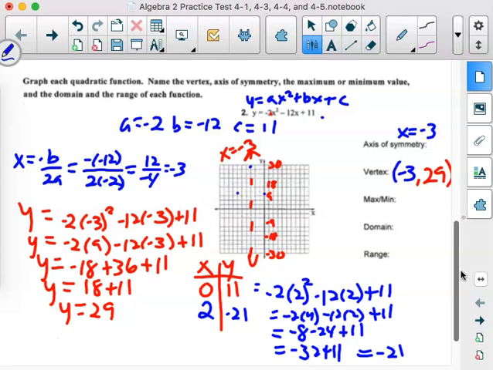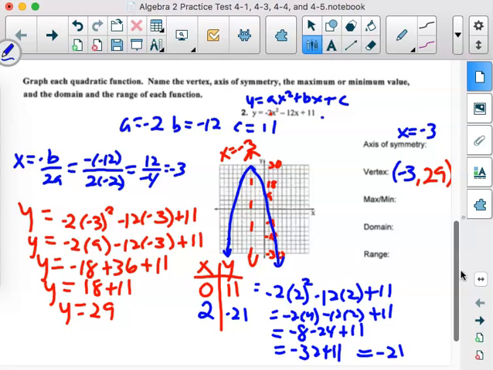3, 6, 9, 12, 15, 18. And I can use symmetry to go equal but opposite on the other side. So I've got 1, 2, 3, 4, 5 units away from the axis of symmetry. 1, 2, 3, 4, 5 on the other side. Much better. I feel really good about this parabola now that I put that third set of points on there. So 2, negative 21.